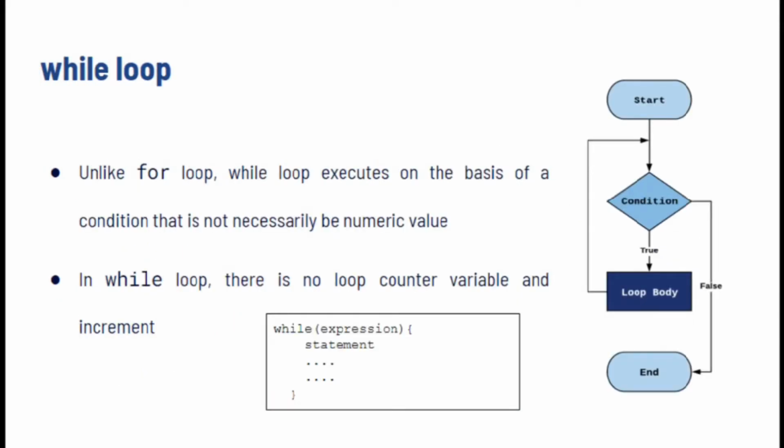Unlike the for loop, in while we don't have a loop counter variable. In the while loop, there is no concept of increment or decrement. We use the while loop in situations where we don't know how many times we need to repeat a statement or a block of code.